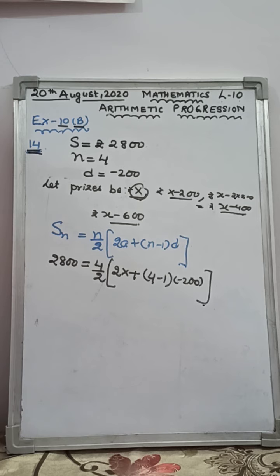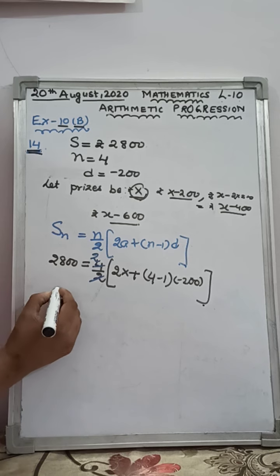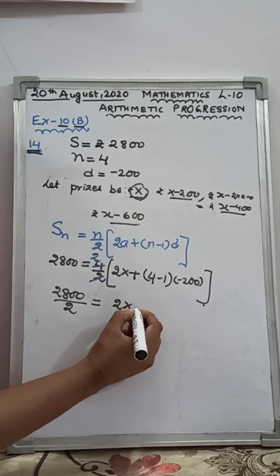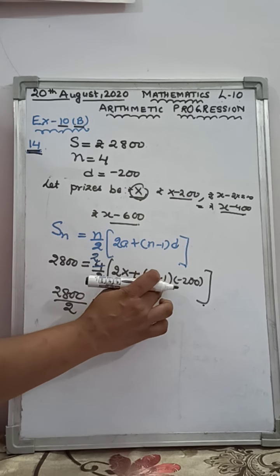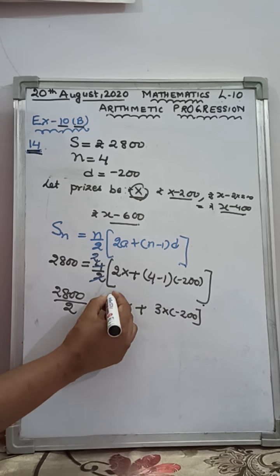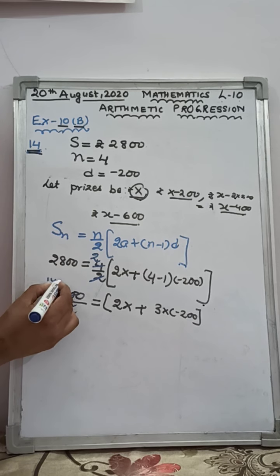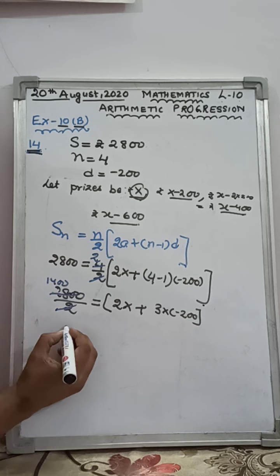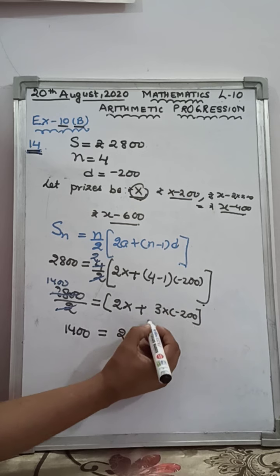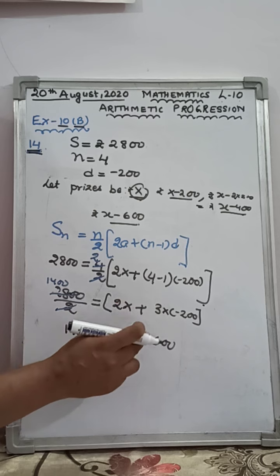So what you will do? You will do some simplification. It will be cancelled with the table of 2. So it will be 2800 divided by 2 equals to 2x plus 4 minus 1 is 3 multiplied with minus 200. Now we will cancel this. It will go with the table of 2, 1400. So this will be 1400 equal to 2x minus 600. 200 into 3 will be minus 600, plus minus will be minus.